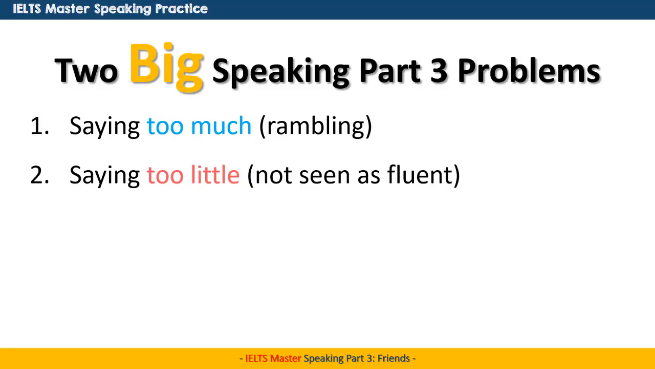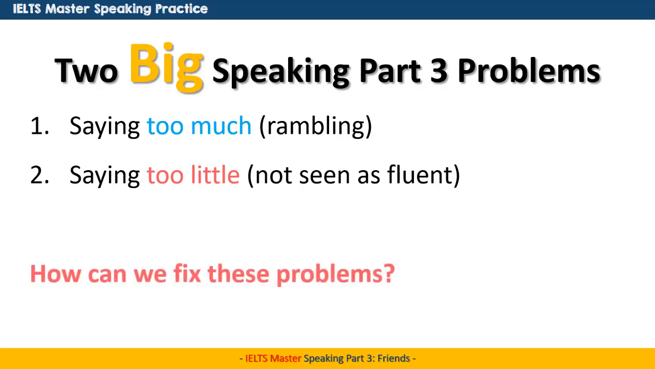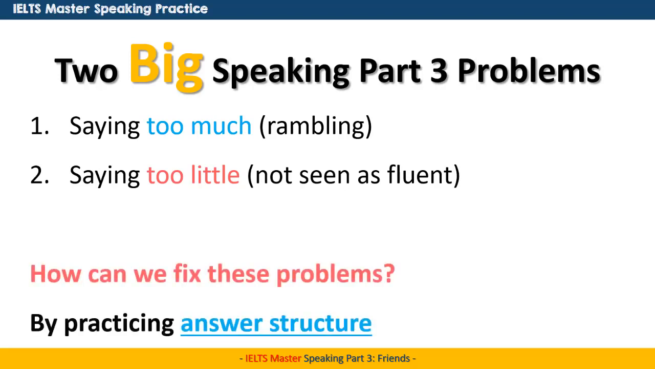So you want to be able to give a complete, nice answer. Not too much, don't ramble, but not too little. Don't stop short. How can we fix these problems? Well, we can fix them by practicing answer structure, and that's what we're going to do today.